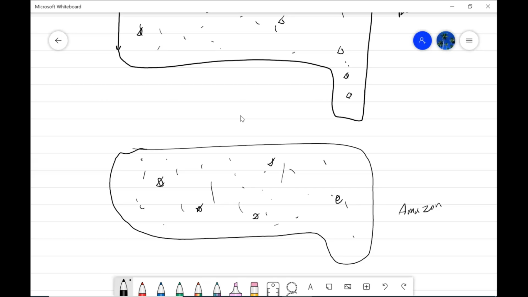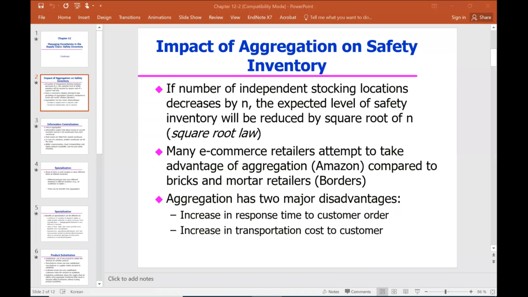But still, on the other hand, let me get back to the slide here. Okay, that aggregation has two major disadvantages. What is that? One weakness. The first weakness is you are not able to reach your customer fast. Why? Because the physical distance from the customers will be long. Okay, so that's why you are not able to respond to your customer needs right away.